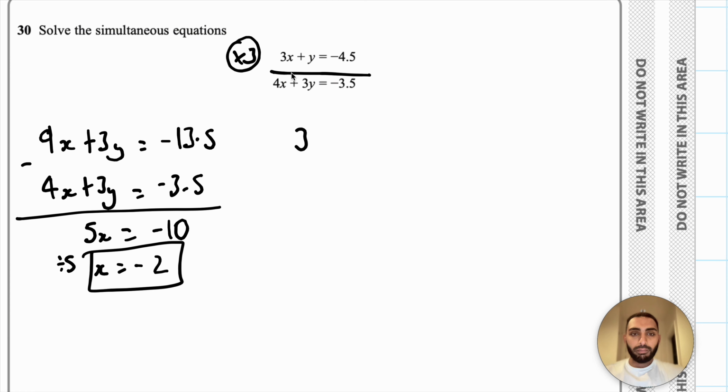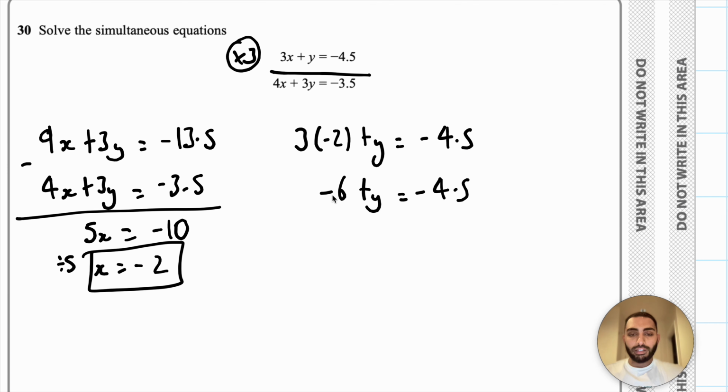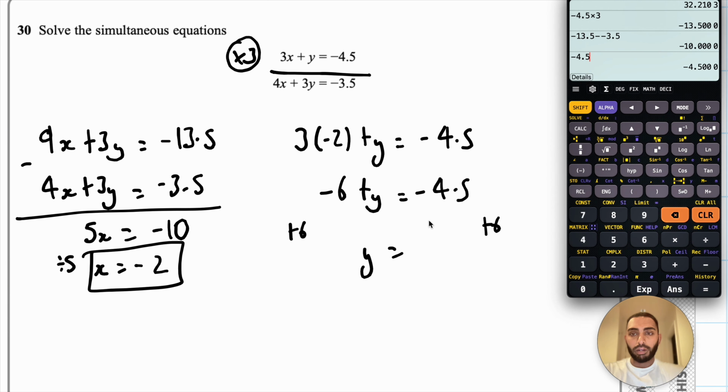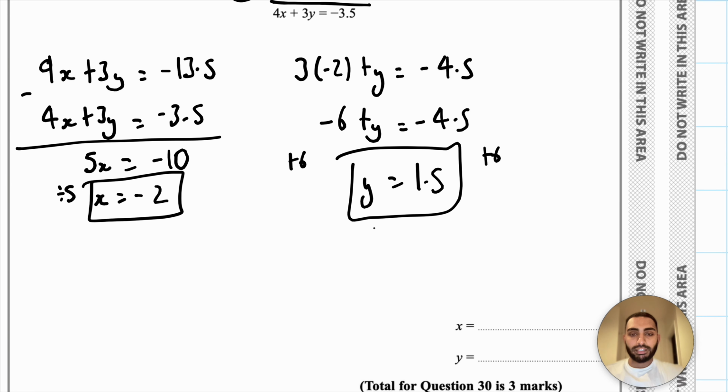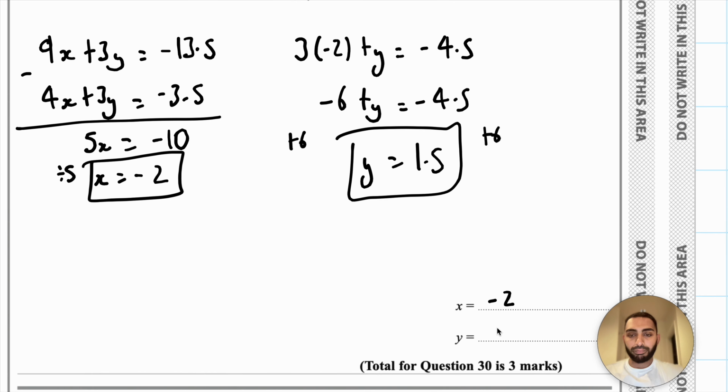So I've got 3 multiplied by negative 2, because we know where it is now, plus y is equal to negative 4.5. 3 times negative 2 is negative 6, plus y is equal to negative 4.5. And then to move this negative 6 over to the other side, I need to add 6 to both sides. So y is equal to, I'll do it on my calculator, negative 4.5 plus 6, which is 1.5. I've got both of my values, x is negative 2 and y is 1.5.